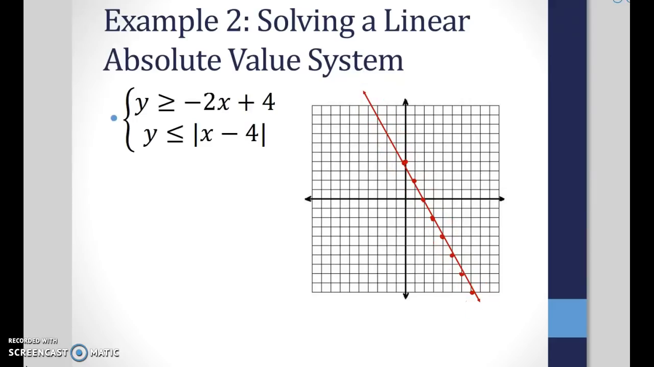And I'm going to go ahead and just practice with that test point method. So there's my test point. So this would be 0 is greater than or equal to -2 times 0 plus 4, or 0 is greater than or equal to 4. That is false, so we do not want to shade with our test point, which means we are going to shade above.